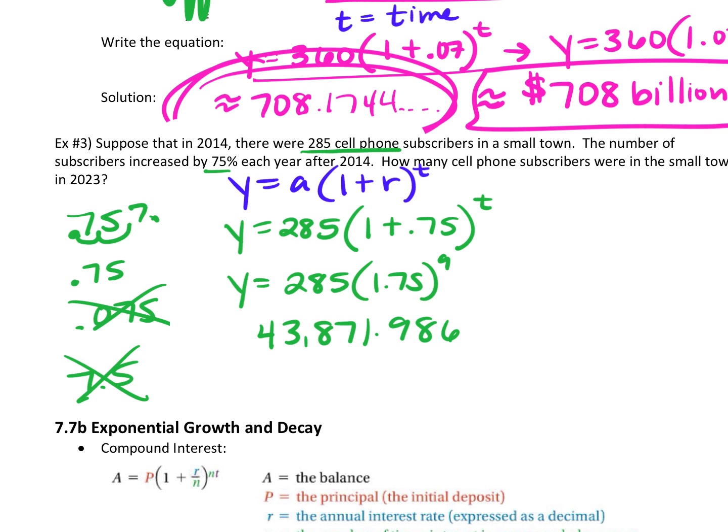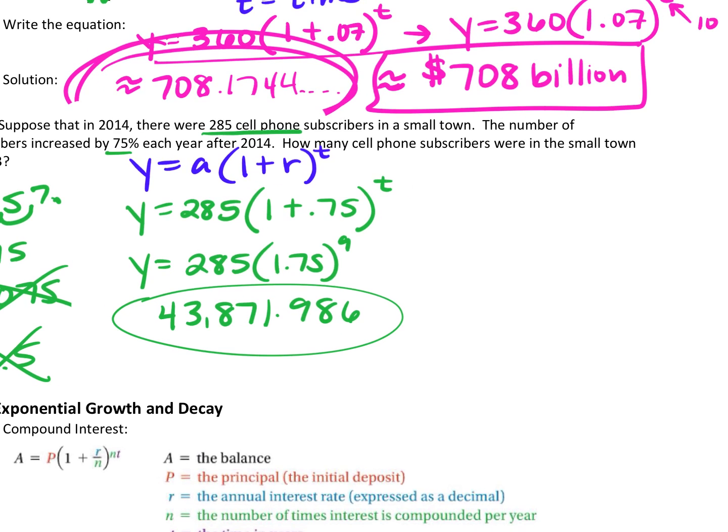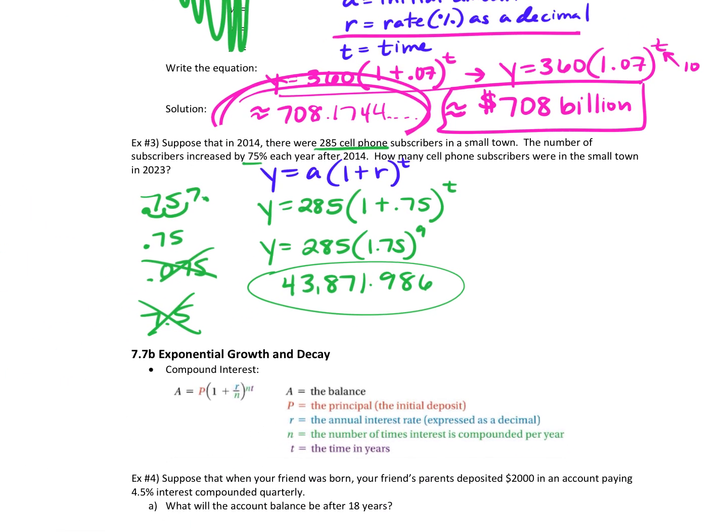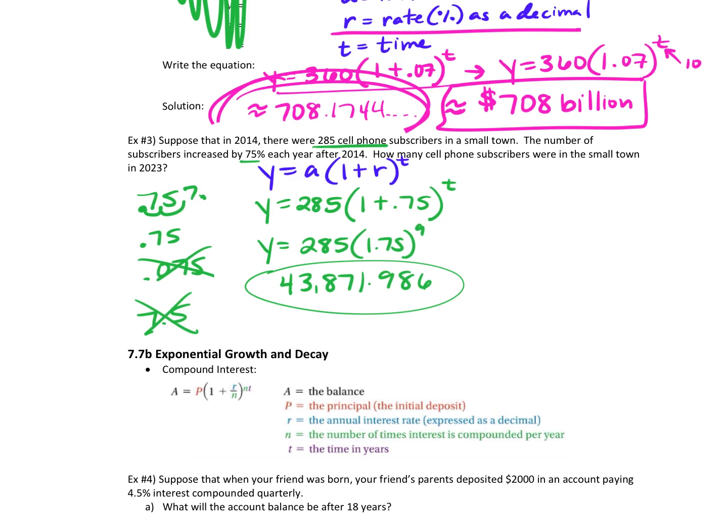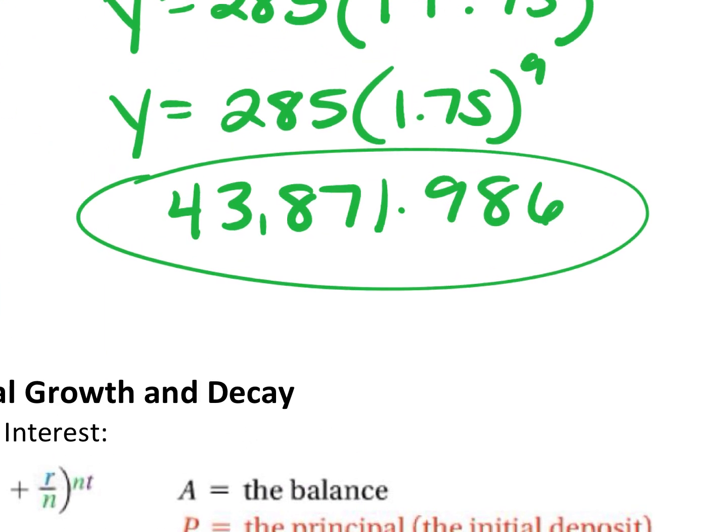Okay. Yes. How do you read the decimal? Well, so I would say for my answer about how many cell phone subscribers were in the small town in 2023, this is talking about people. You can't have a fraction of a person or a decimal with a person. So if you told me it's about 43,872 subscribers, because that's the word they used, that would be great.